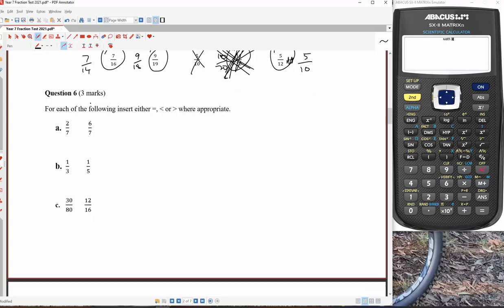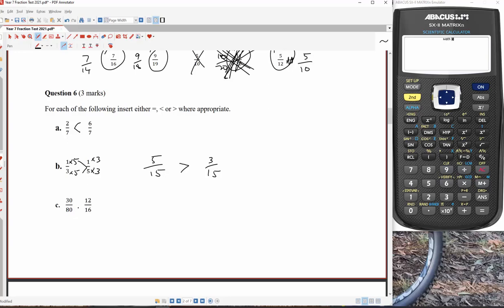Okay, for each of the following, insert an equals, less than, or greater than. So 2 parts out of 7 is less than 6 parts out of 7. This one here, to compare these fractions appropriately, what I can do is times that by 3, times that by 3, times that by 5, times that by 5. So just make fractions of equal parts. That's 5 on 15, and we're comparing it to 3 on 15. And what is evident is 5 on 15 is more than 3 on 15, so 1/3 is greater than 1/5.